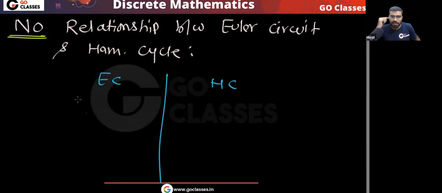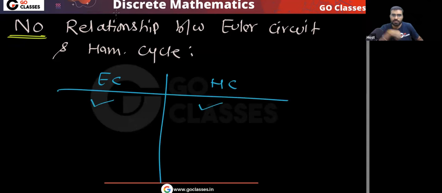Yes or no? I told you, there is no relationship. Everything is possible. For example, Euler circuit, Hamiltonian cycle. It is possible that you have both of them. Yes or no? Give me a graph in which you have both of them.